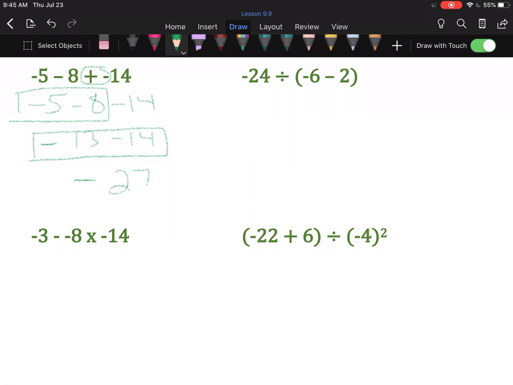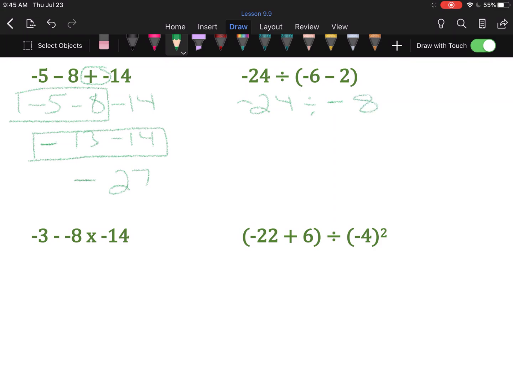Next, you might be saying, hey, that division negative, that's a double sign. It's not. I don't consider double signs when one of them is multiplication or division. But I do have to do what's in parentheses first. So negative 6 minus 2, same sign, so keep the sign, add the numbers. 6 and 2 make 8.